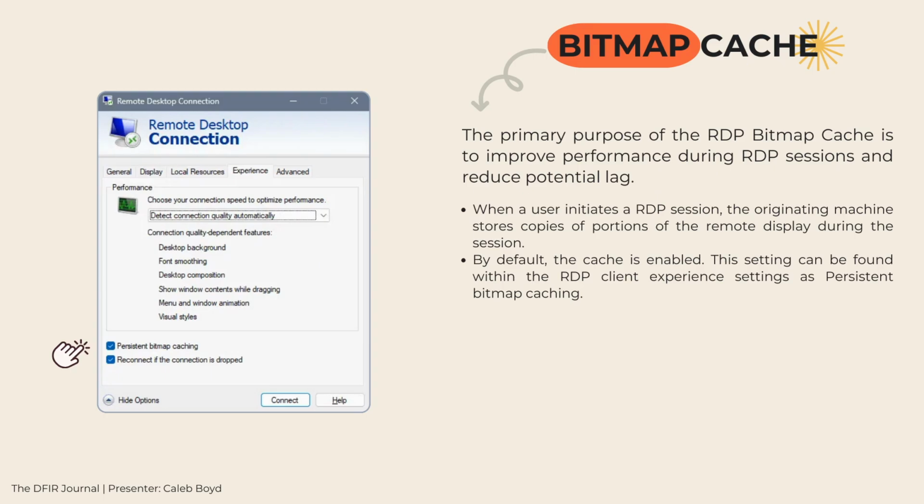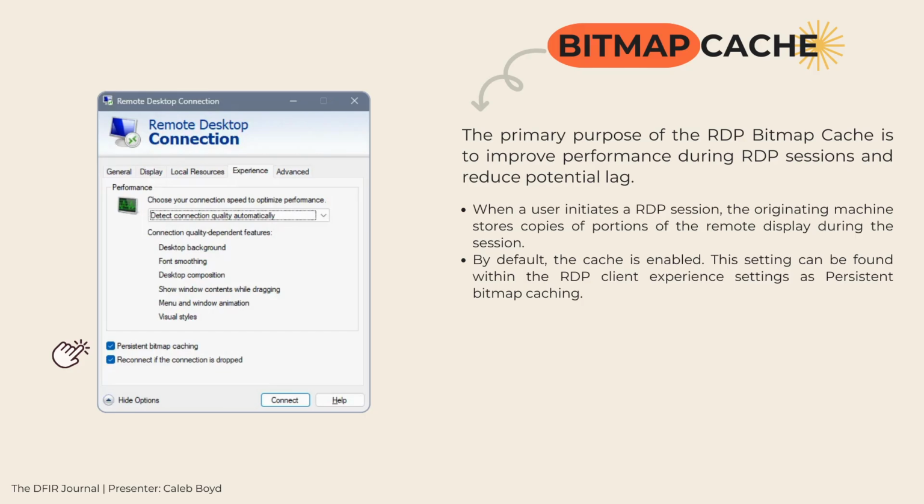This is where it starts to get interesting. When you connect to another computer using RDP, your local machine stores portions of that remote display during the session. This is called RDP Bitmap cache. You've probably guessed the reason behind this artifact. It's not actually for forensic value. It's actually to improve the end user experience. We just happen to use it for its forensics value.